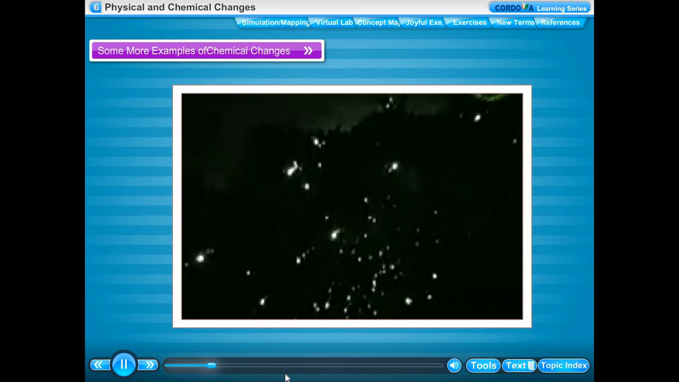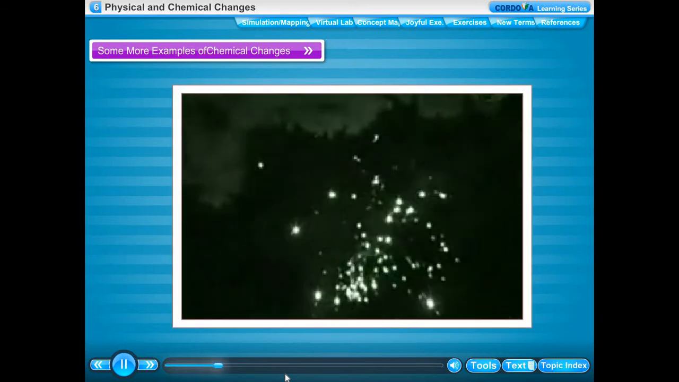Explosion of firecrackers is a chemical change. We know such an explosion produces heat, light, sound, and harmful gases that pollute the atmosphere, air pollution. That is why we are advised not to play with firecrackers.